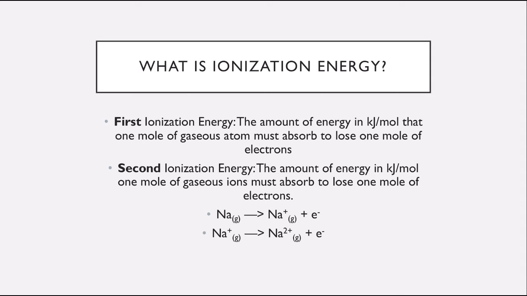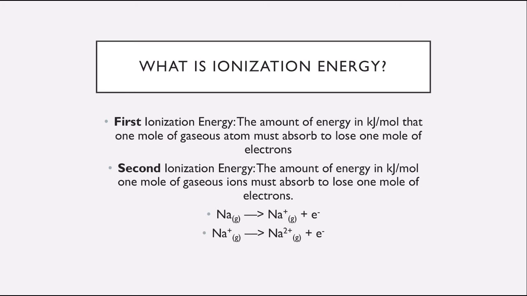First, ionization energy can be defined as the amount of energy in kilojoules per mole that 1 mole of a gaseous atom must absorb to lose 1 mole of electrons. Since energy input is always required, the ionization energy must be positive and endothermic. A larger ionization energy means the electron is more tightly bound.